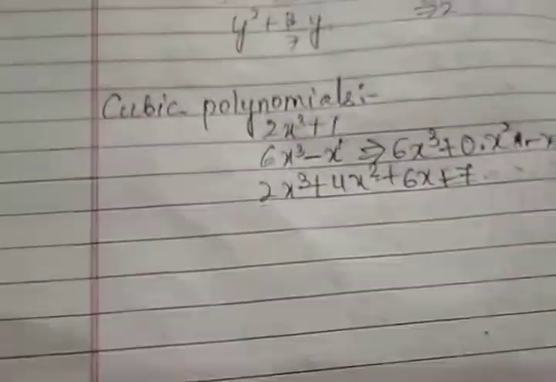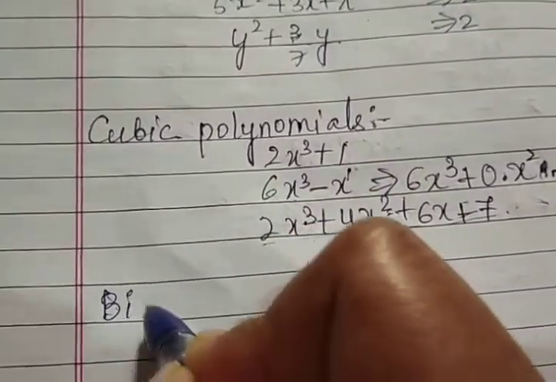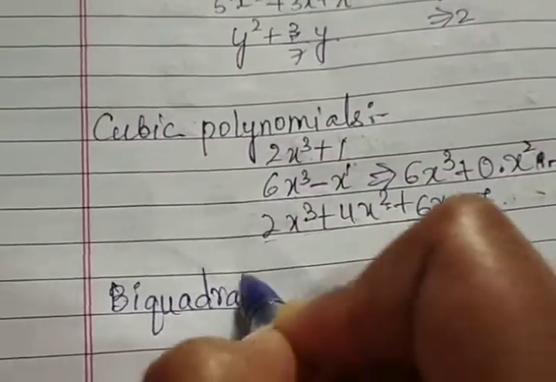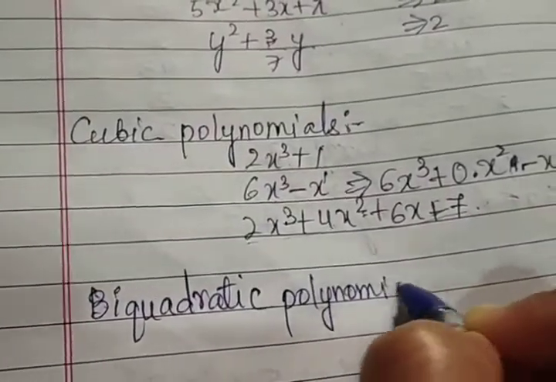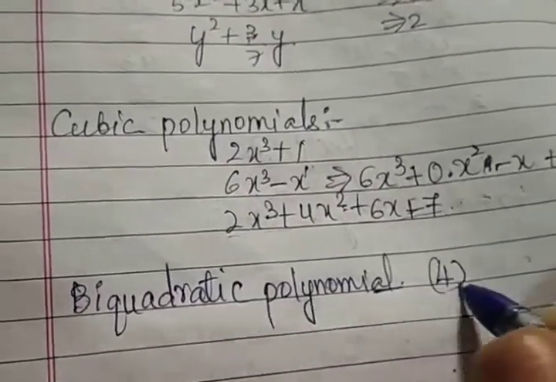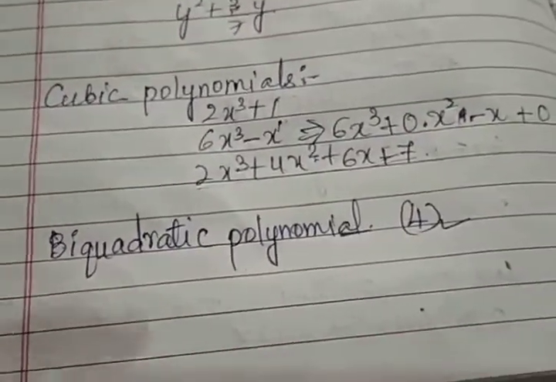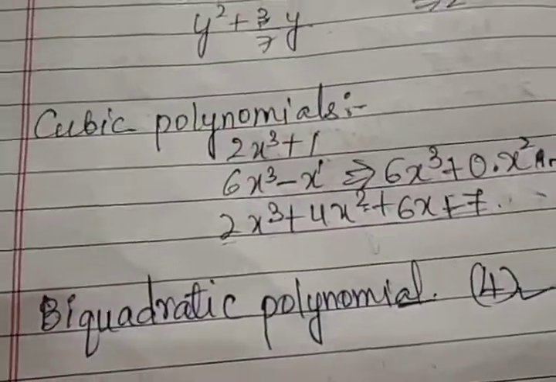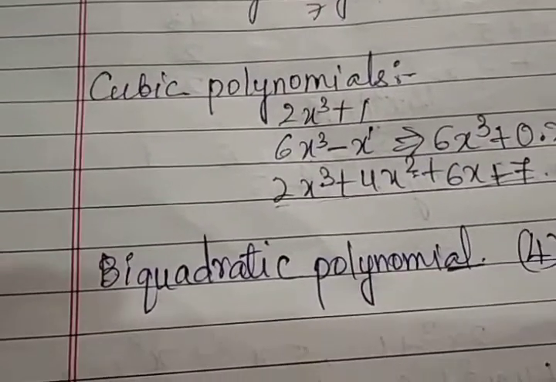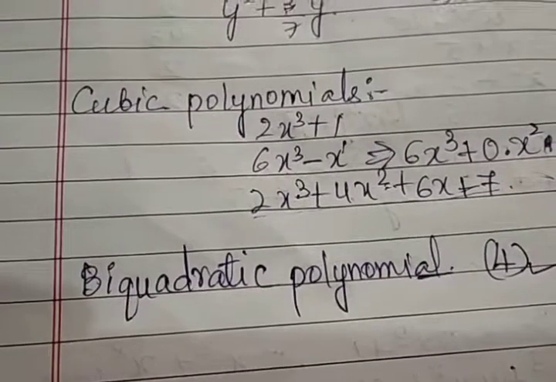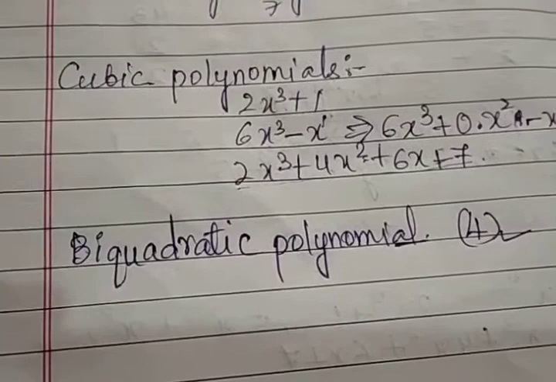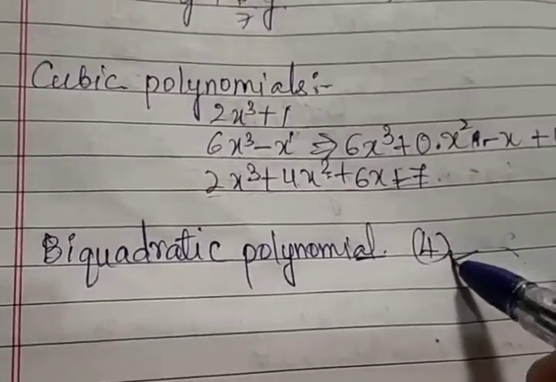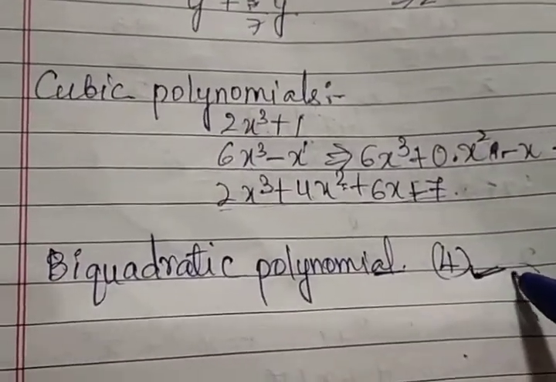Similarly, if the degree is 4, that is called a biquadratic polynomial, where the degree should be 4, but we will not be learning about this much now. Mainly we'll concentrate on these types of polynomials: linear, quadratic and cubic polynomials. Only a few times, when we are finding factors, will we learn about biquadratic polynomials. So how can a polynomial be written in a standard way?